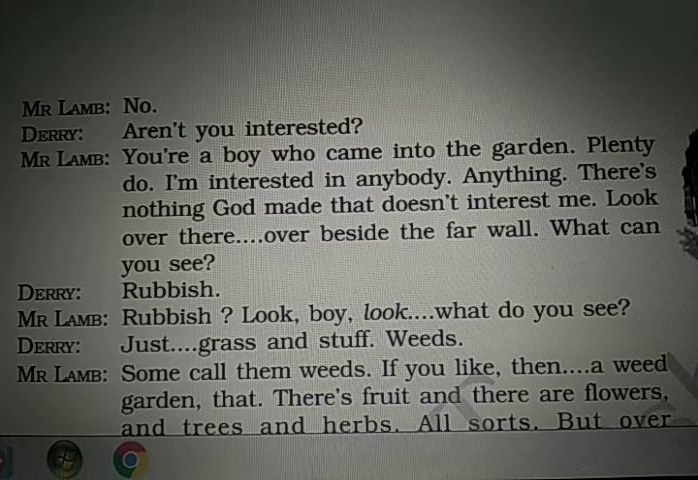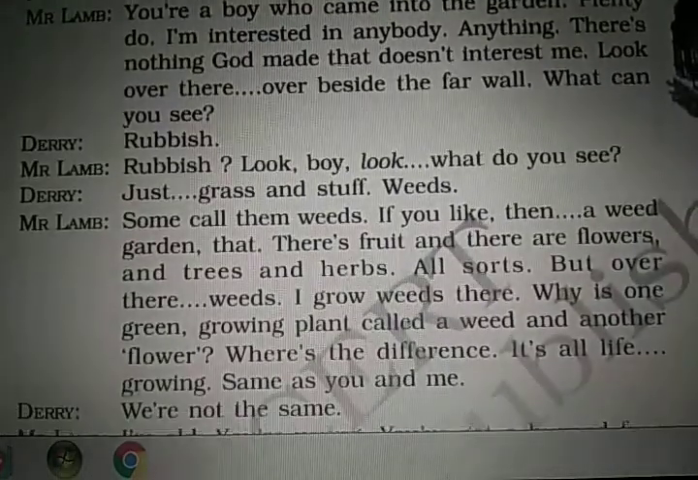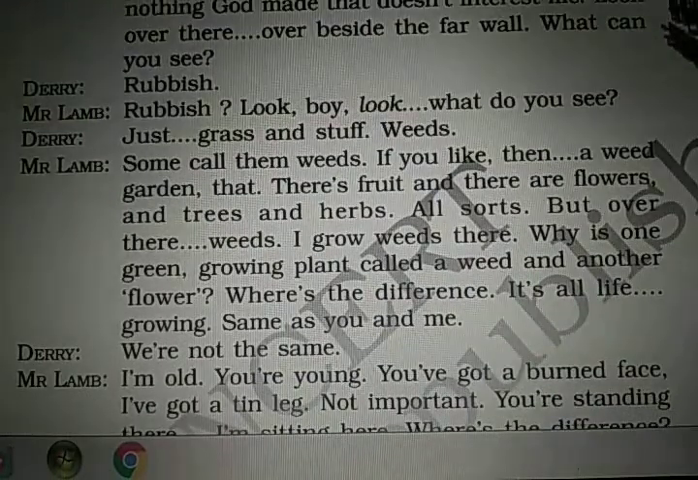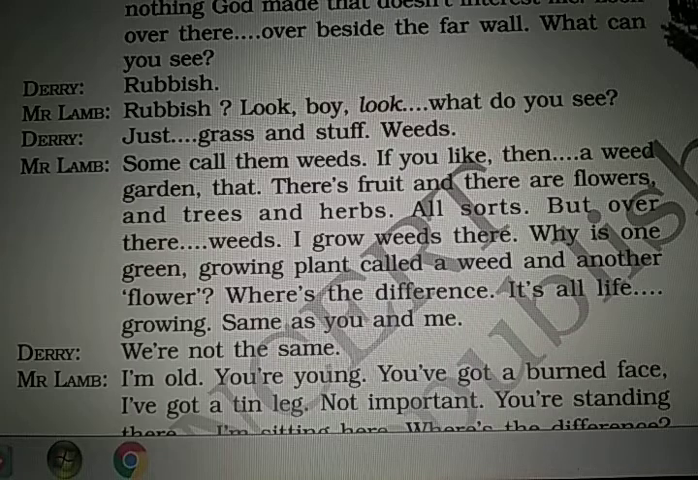What can you see? Immediately Daddy says, rubbish. I can see rubbish. Rubbish? Mr. Lamb says, look boy, look. What do you see? See again. What do you find there? Daddy says, just grass and stuff. Weeds. There is grass, there are weeds, these sort of things are there. Mr. Lamb says, some call them weeds. If you like, then a weed garden, that. Some people call them weeds. If you like, you can also call this a weed garden.